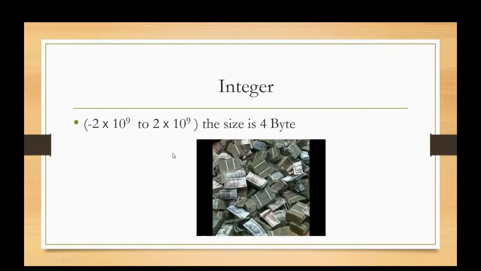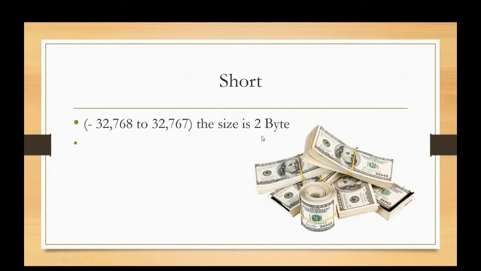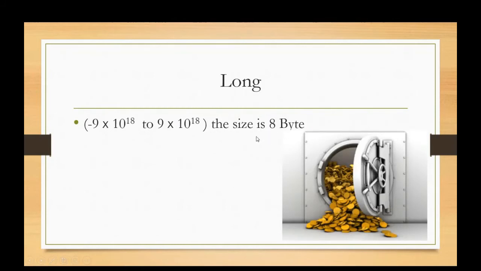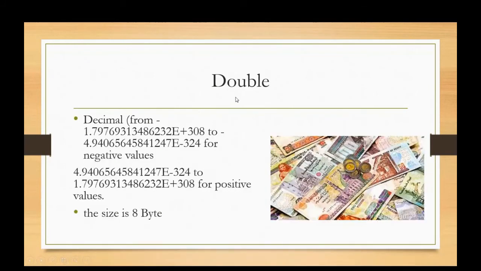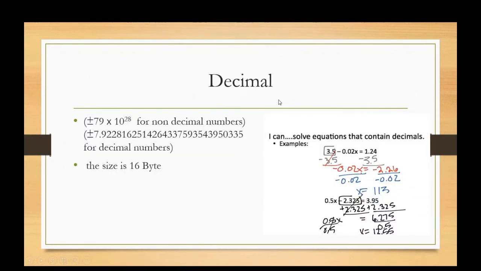Integer, this is the size, 4 bytes, from this number in minus to this number in plus. Short, it is 2 bytes and holds a whole number. Long, size is 8 bytes and has numbers from negative to positive. Single, it is a decimal number, also 4 bytes. Double, it is a large decimal number and it is 8 bytes. And there is a decimal variable, 16 bytes. It is larger, for complicated mathematical problems.